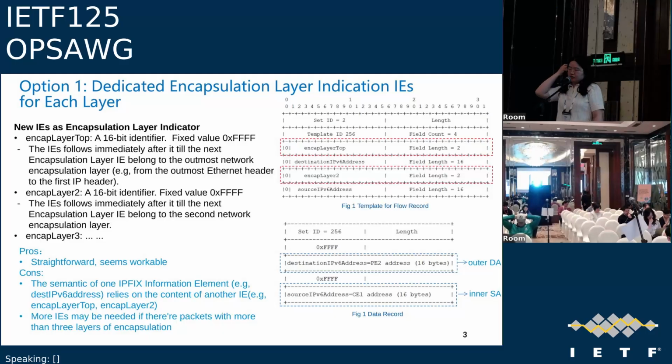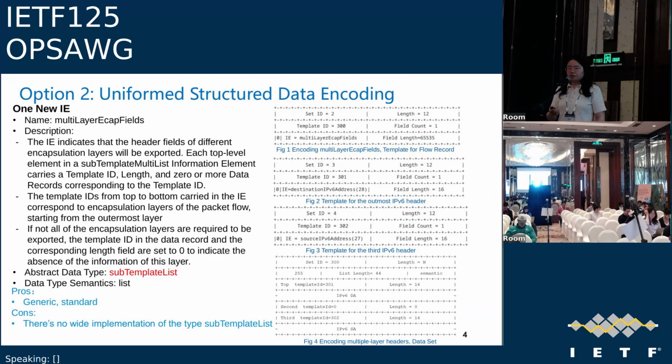The pro is that it seems quite straightforward and workable, but the cons, as we received in the last presentation: first, the semantic of one IPFIX IE relies on the content of another. And there are scalability problems. If you have more than 3 layers of information, then you need more information elements, because you have to indicate, for example, the 4th layer. So option 2: you only need one information element.